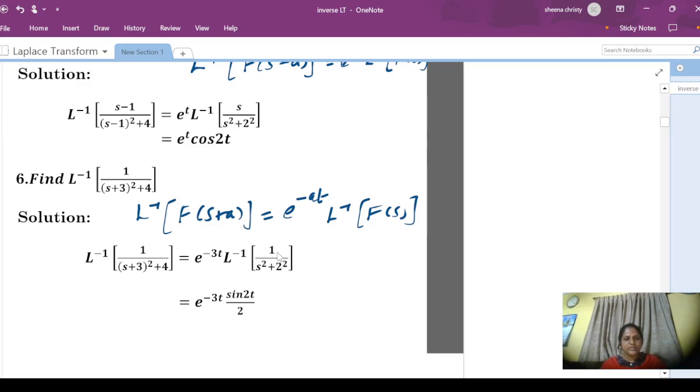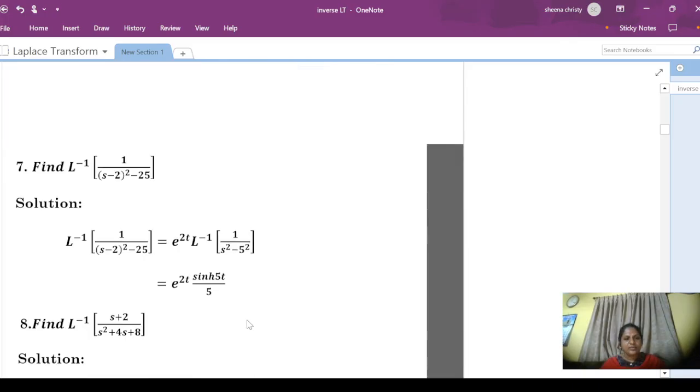Since you are having a constant in the numerator, it is resembling the formula of sin at, that is a by s square plus a square. So you are writing e power minus 3t into L inverse of 1 by s square plus 4. That gives you 2 is missing in the numerator. So multiplying and dividing by 2 will give you e power minus 3t into sin 2t by 2.